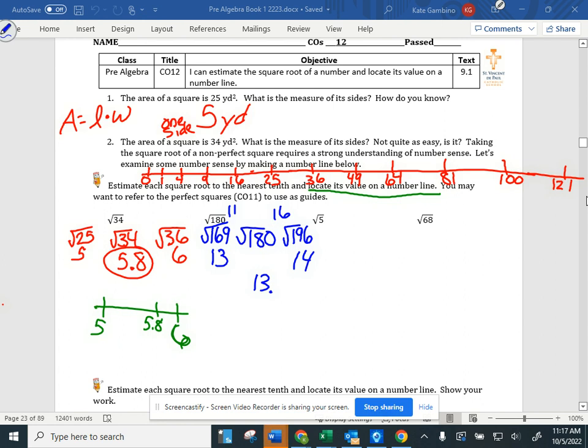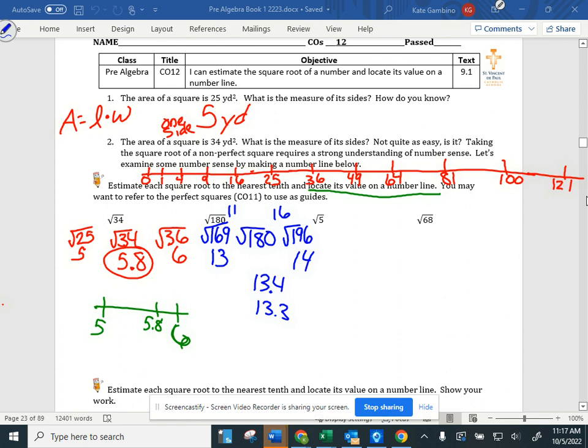So what do you think would be a fair guess for our estimate? 13. Maybe 13.4, 13 point, not Gus, sorry, Chance. I was looking at you. I just called on Gus, sorry.